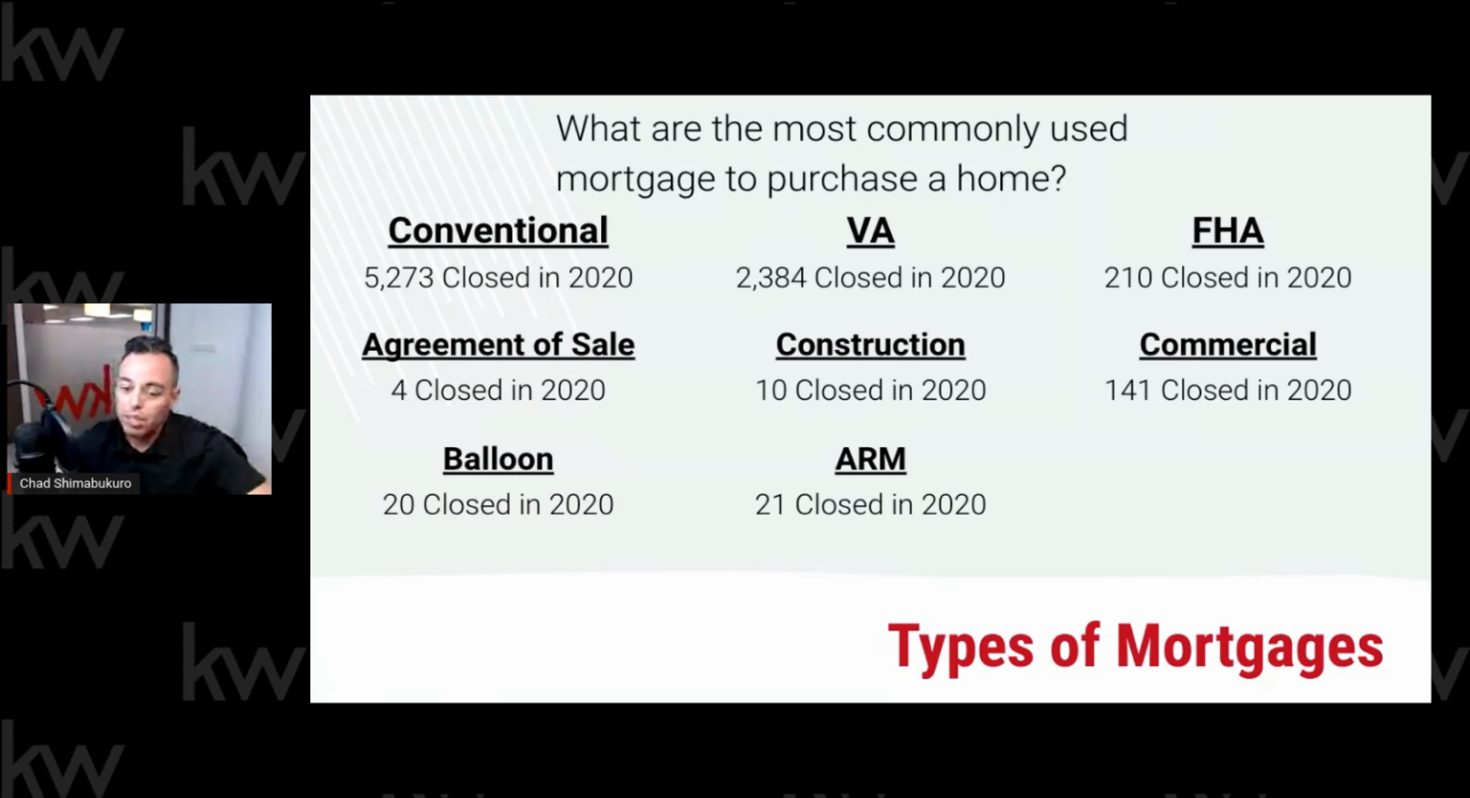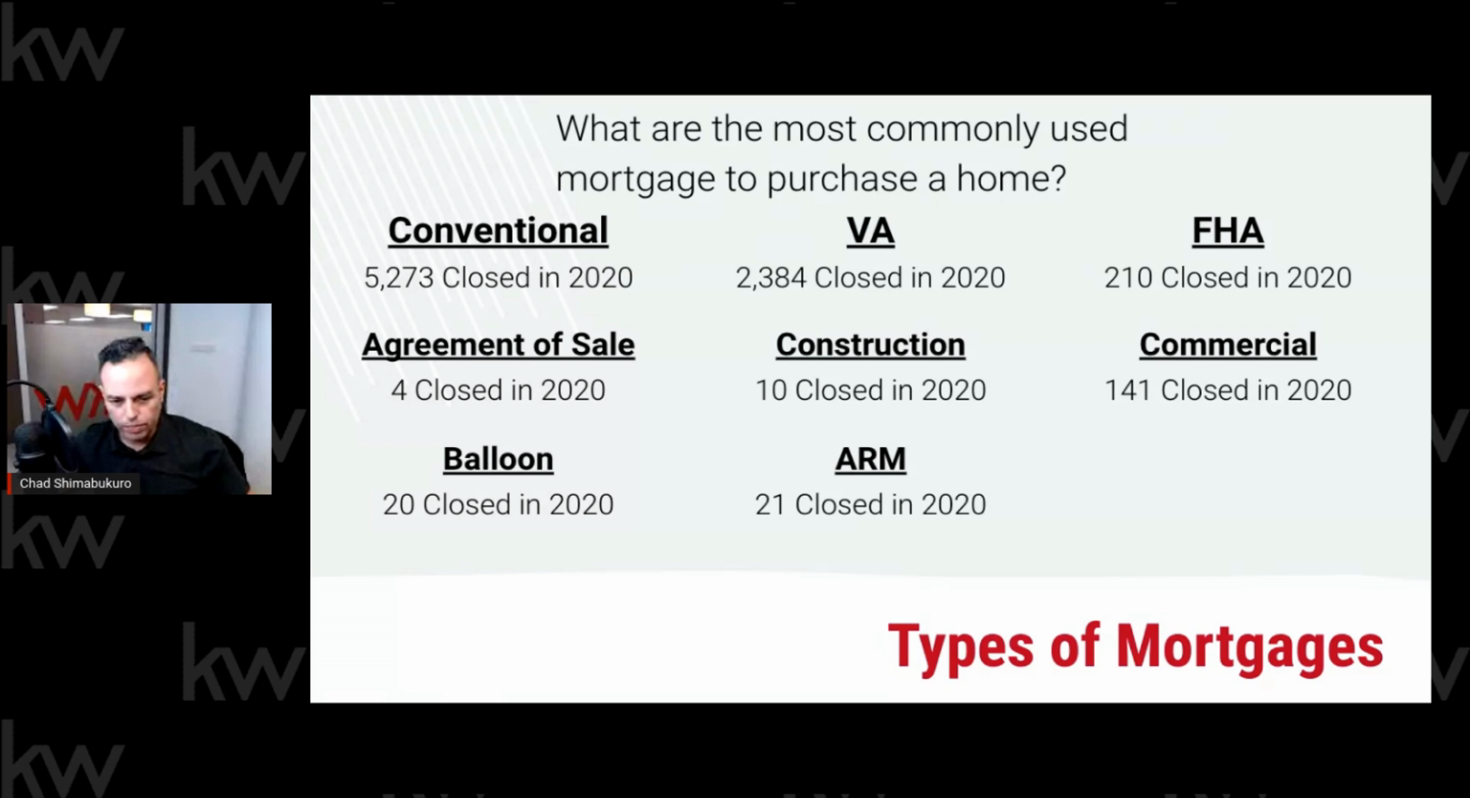Construction loans, 10 of them closed in 2020. Construction loans prior to the mortgage meltdown were pretty huge, depending on the area that you were in. You don't see a ton of them anymore. Commercial loans, 141 in 2020. Obviously, they vary in size. Some commercial loans could be small, some commercial loans could be in the multi-millions.